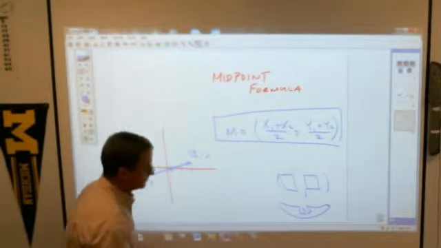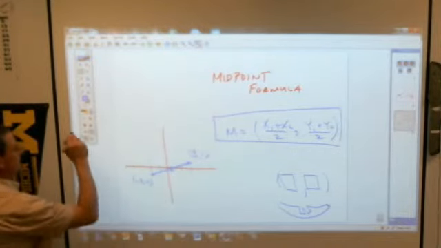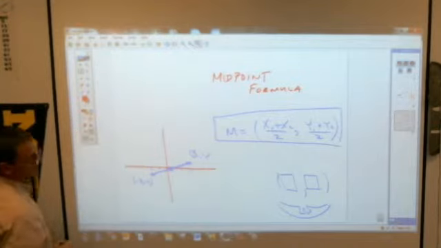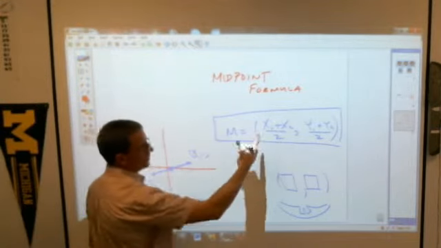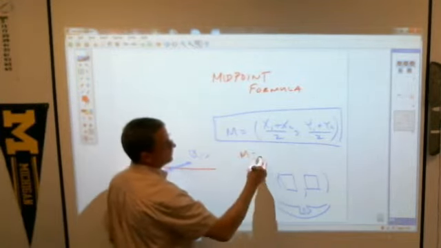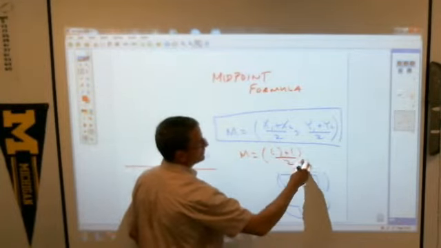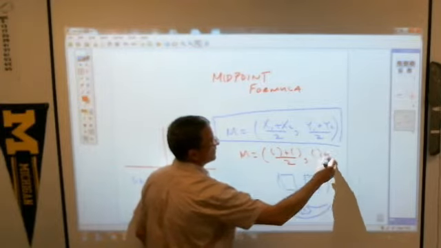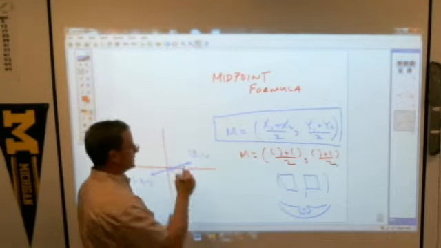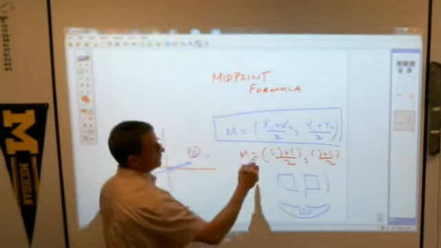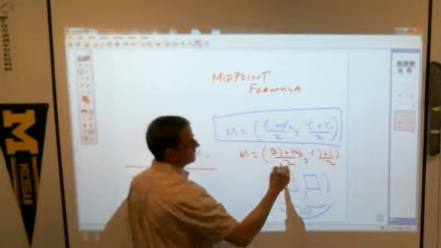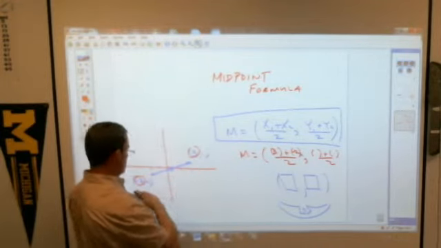That's exactly right. So all you're doing here is this. Midpoint equals x1 plus x2 over 2, that's your x point, and then y1 plus y2 over 2. My two x's are 3 and negative 2. My two y's are 1 and negative 1.